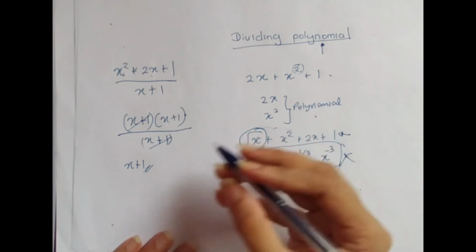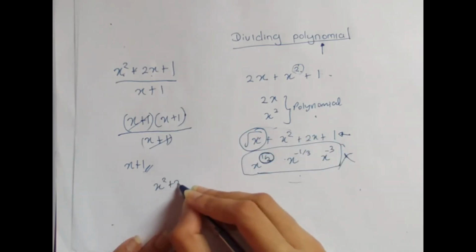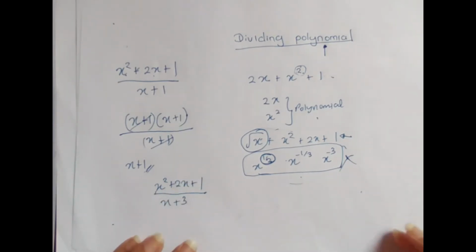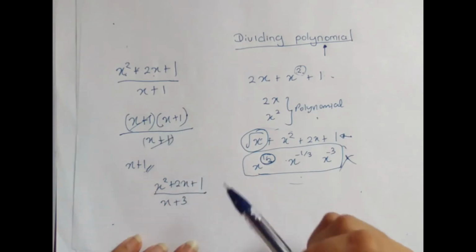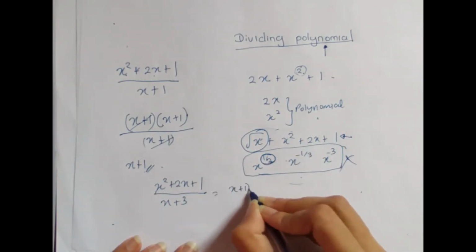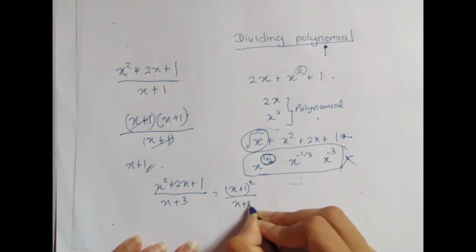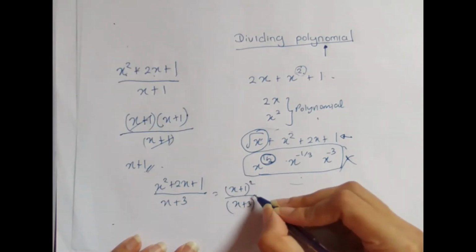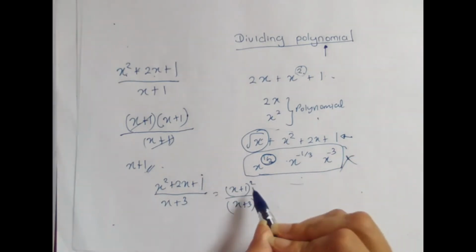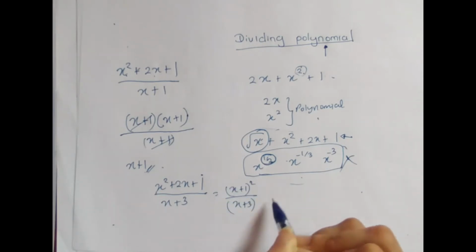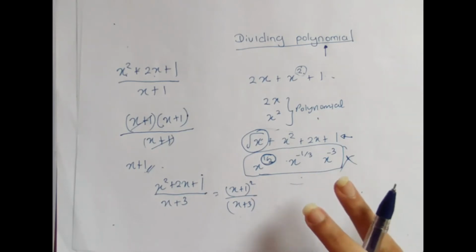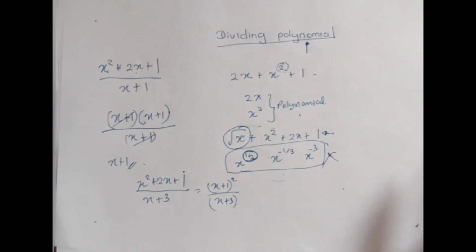But think if it is x squared plus 2x plus 1 divided by x plus 3. Can you use the factorization method and simplify? No, because even if you simplify, it will be x plus 1 squared over x plus 3. This is no division, this is just factorizing the numerator. So you must learn how to divide this type. For that, you will use a method called long division.